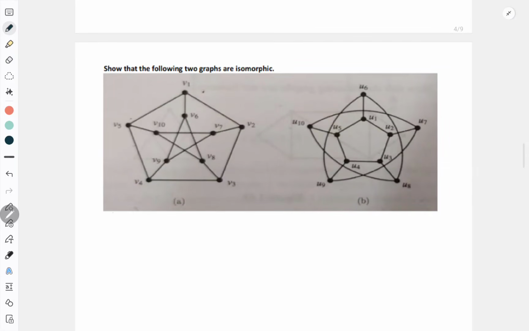Okay, now come to this. These two graphs are isomorphic. See, they look very different, but again if you observe, the number of edges is the same, the number of vertices is also the same, and the degree of each vertex is also the same. The moment these three things are there, there is a high chance that they are isomorphic. There are contradictions which I'll show you further.